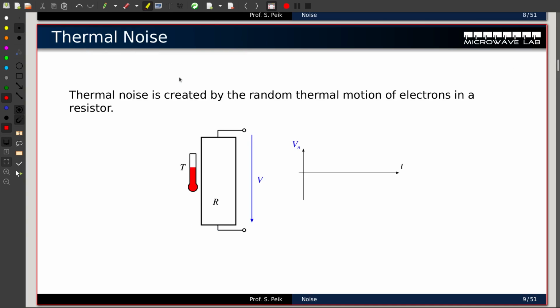The third type of noise observed in electronic circuits is the so-called thermal noise, and that's a noise that's important for us because it's the dominating noise in any communication system at microwave frequencies. What is thermal noise? Well, let's take a look here.